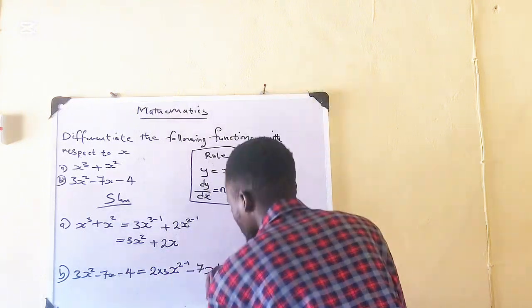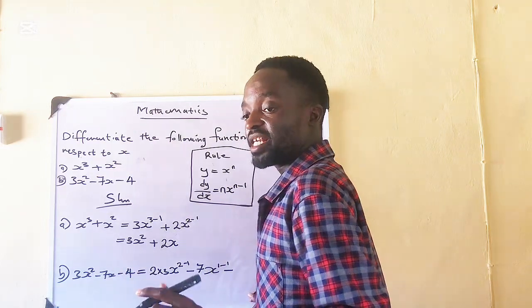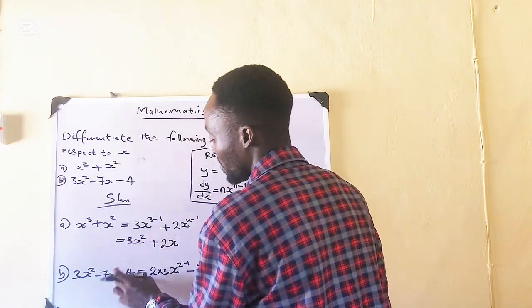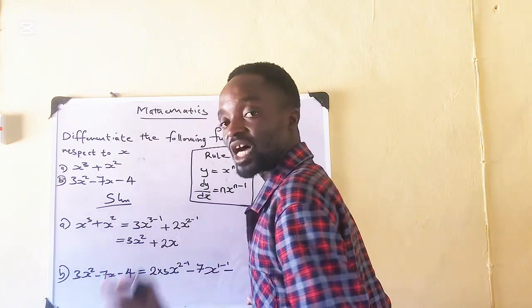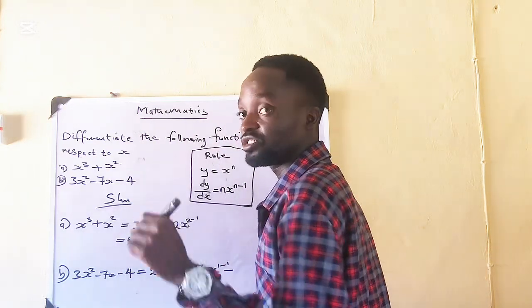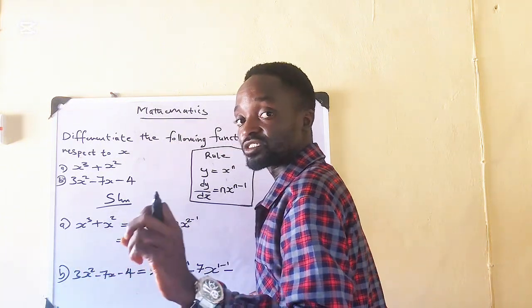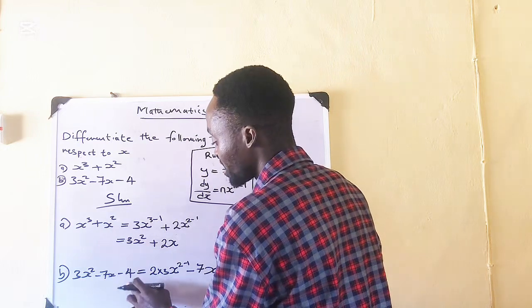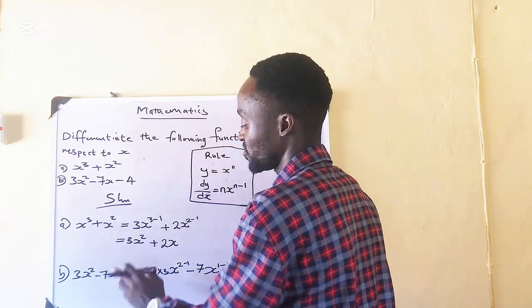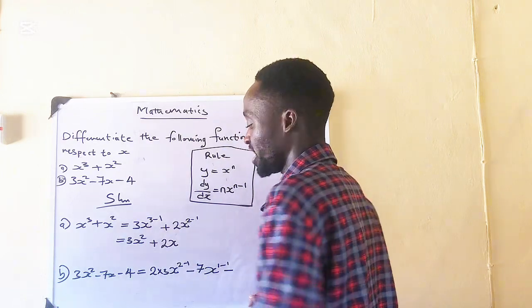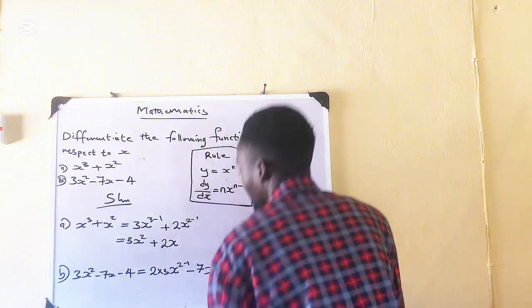Then minus, now we have 4. This 4 is a constant. Anytime you are differentiating a constant, once you have a number without any variable, without any x or y attached to the number, and you are asked to differentiate that number, the answer is always 0. Is that clear? Anytime you just have a number on its own and you are differentiating that number, with no letter or variable attached to it, the answer will be 0. So just write 0 here.